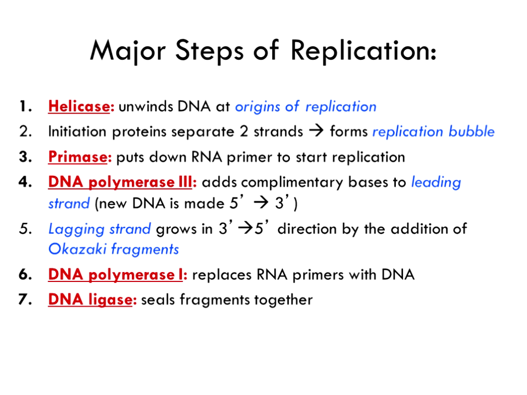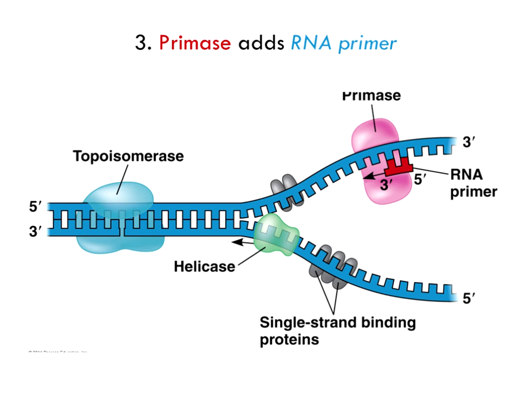So here are the major steps of replication. First step is we're going to have an enzyme called helicase, which will help unwind the DNA at the origins of replication, the points of the DNA that are going to be replicated. So the helicase unwinds it. Then we are going to have the initiation proteins. They're going to separate the two strands, so separate those hydrogen bonds, and that will form a replication bubble, so an area that's going to be replicated. Then the primase, another enzyme, is going to put down an RNA primer to start the replication. So we can see that in this picture here. We've got primase coming in over here.